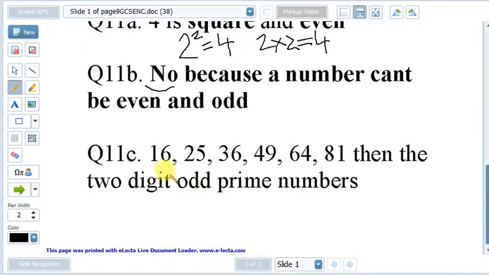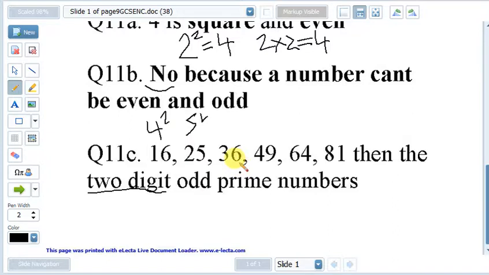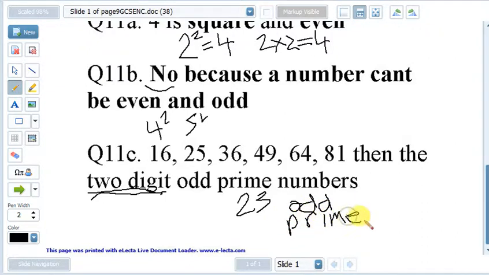So 4 times 4 is 16, and 16 is a square number, it's 2 digits, and it's even. So that's one example. 25 is a square number because 5 times 5 is 25. It's 2 digits, and it's also an odd number. And you've also got the prime numbers that I haven't listed. For instance, 23. So 23 is odd, it's 2 digits, and it's a prime number. A prime number is a number that is divisible by itself and 1. So your prime numbers are 2, 3, etc.